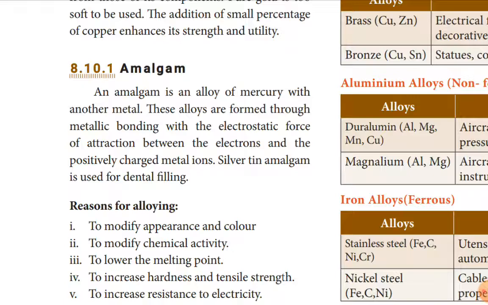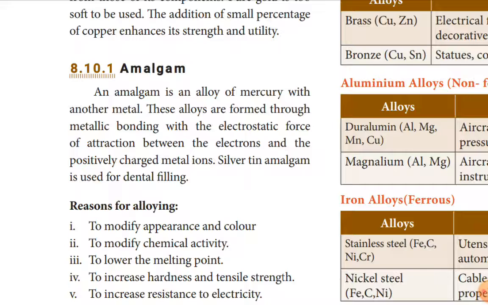Silver, what is the symbol of silver? Ag. Tin, Sn. Then mercury, Hg. So silver, tin, and mercury. These are the three components in the dental amalgam, and this amalgam is especially used by dentists, dental doctors, to fill the cavities in the teeth.